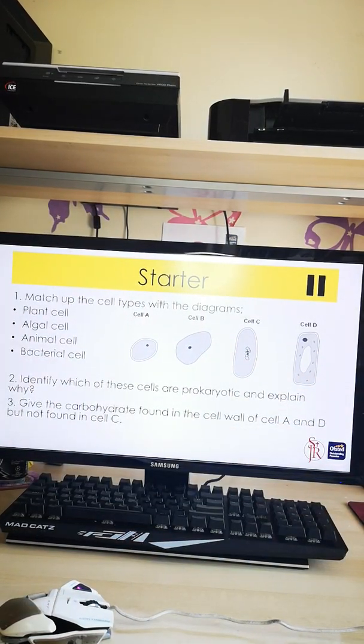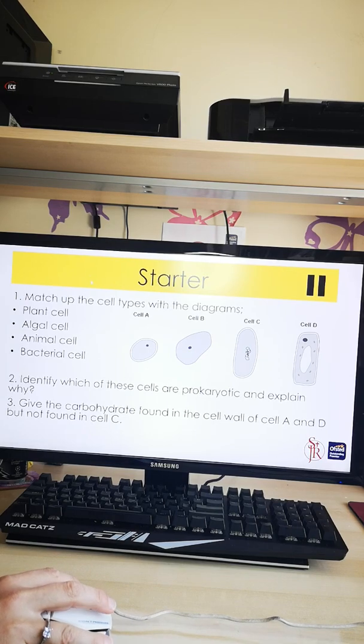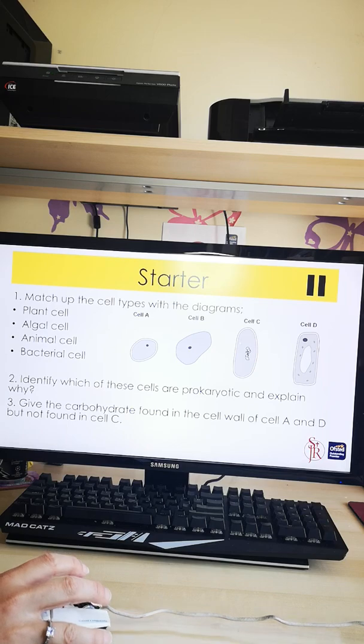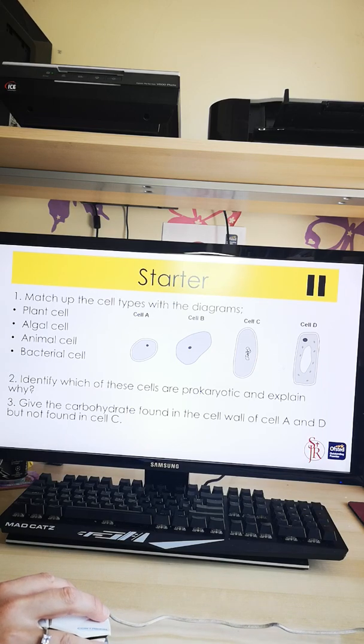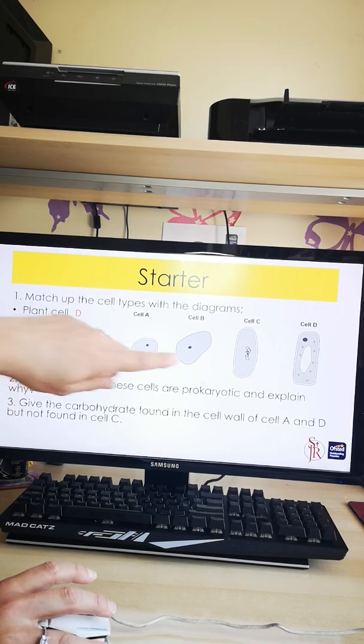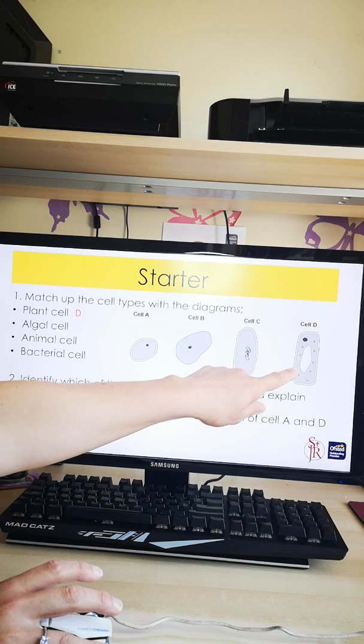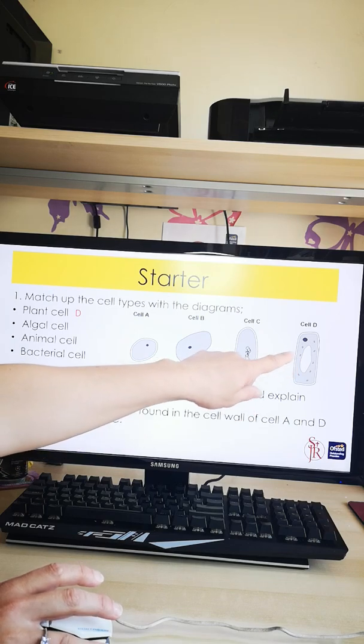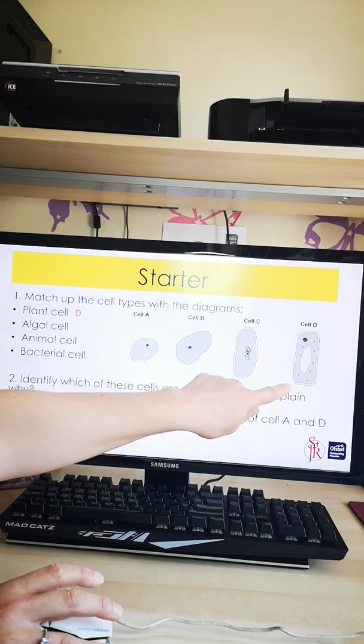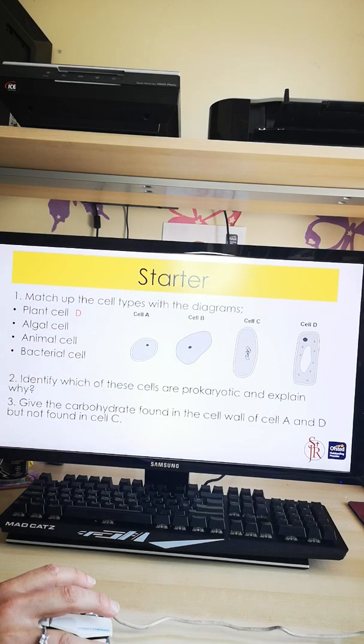Okay, so you should have joined me back now, and we're going to have a look at the answers. The first question was to match up these cell types with the diagrams, and we had plant cell, algae cell, animal cell and bacterial cell. Looking for the plant cell first of all, I'm hoping you've picked D for that one, and that's because the plant cell has got the permanent vacuole. You can see the chloroplast. You can also see a cell wall. Okay, so they're all the clues. That was your plant cell.